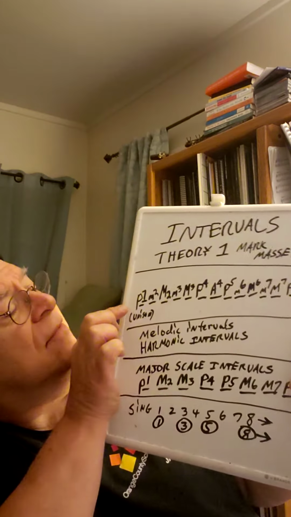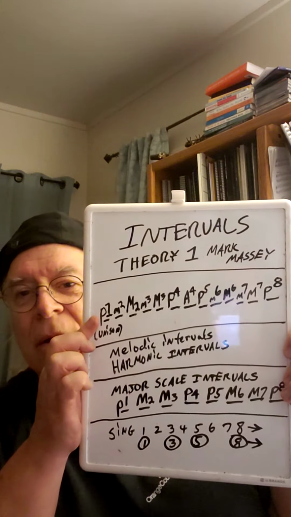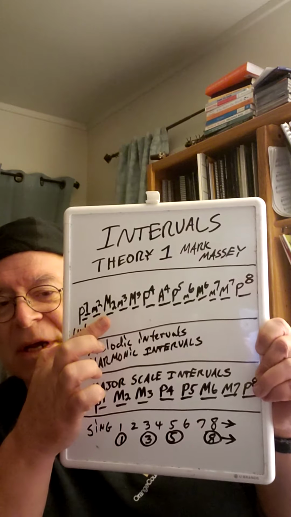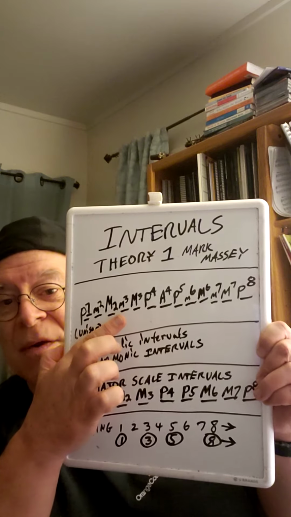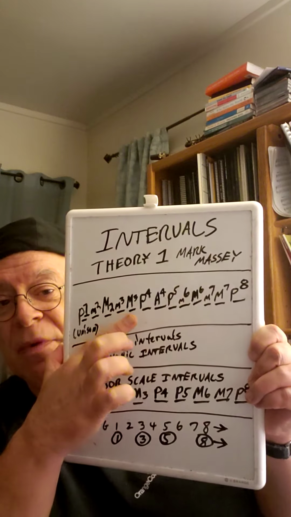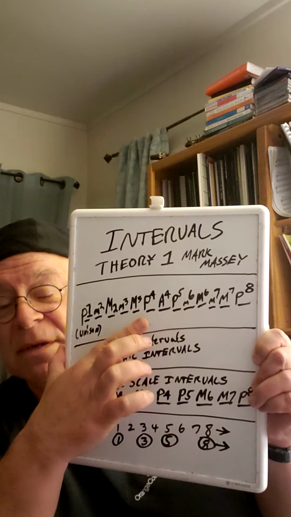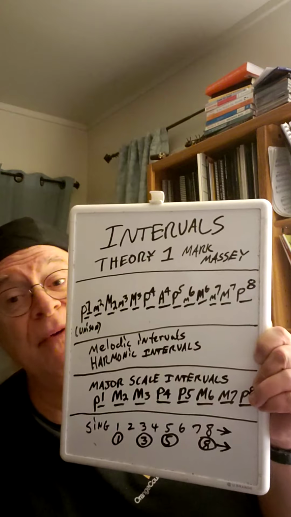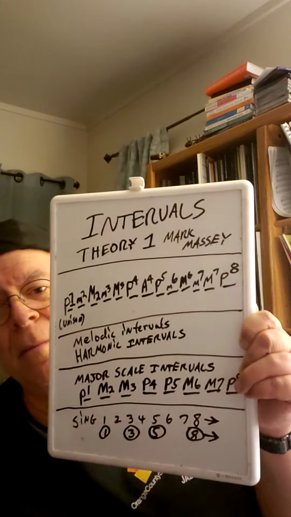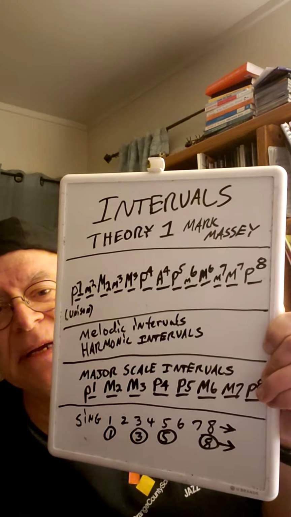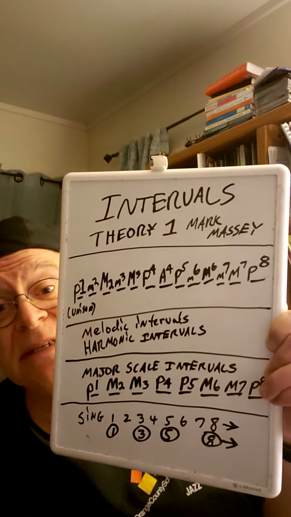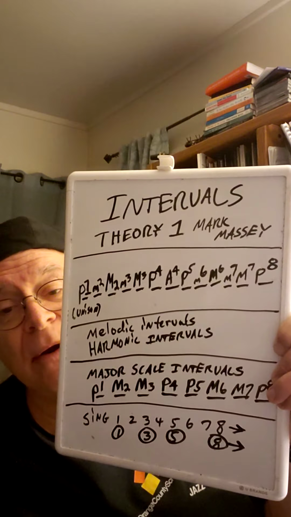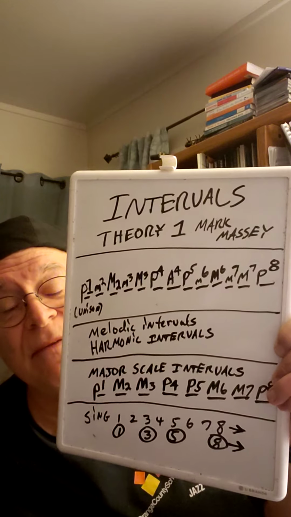If you start here on the left, you get perfect one or perfect unison, minor second, major second, the large M, minor third with a small m, major third, perfect fourth, augmented fourth, or it's sometimes called a tritone, or diminished fifth, but we're just going to call it augmented fourth for now. Perfect fifth, P5, and then we go on minor six, major six, large M6, minor seventh, small m7, and large M7, major seventh, and then the perfect octave.